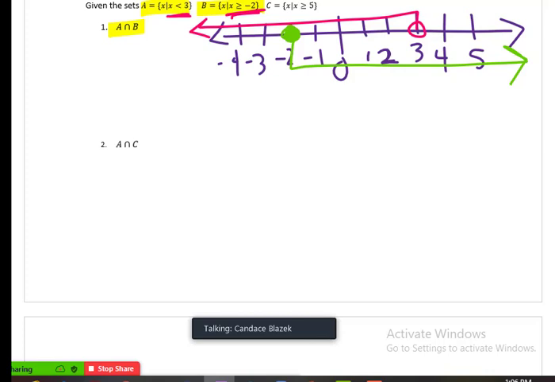Now remember that we want the overlap, right? That's what we're looking for, is the overlap. Where do these lines overlap? Well, they start overlapping, if you look at this, at -2, and the lines shade or go over the number line all the way into 3, but we don't include 3. We don't include 3.